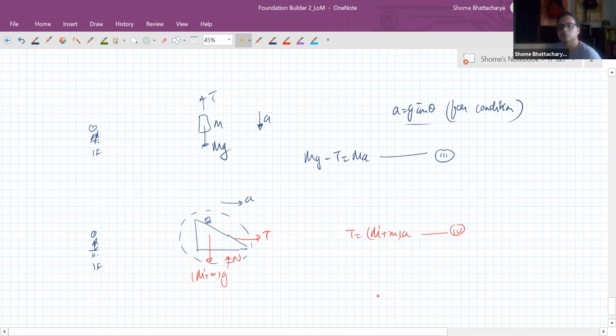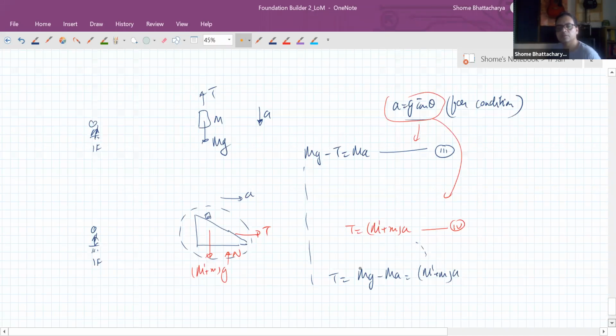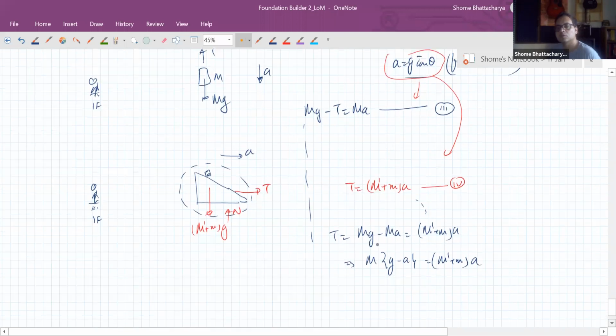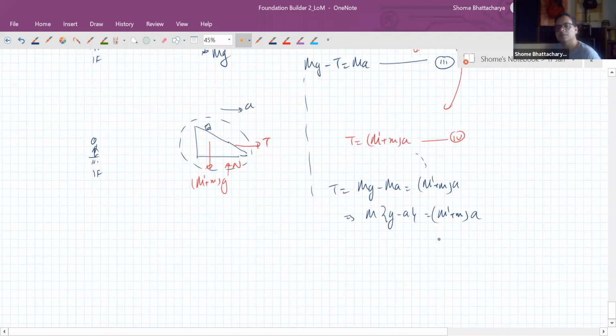That's our fourth equation. So now between these two equations, we will eliminate T to get the value of this. So from this we can see that T is equal to mg minus ma, and from this that is equal to m prime plus m a. So that will give us the value of m, which is an unknown quantity. So capital M, which was the unknown quantity, should be capital M prime plus M into A upon G minus A. And now just substitute this.